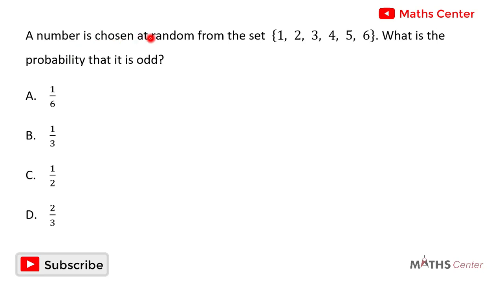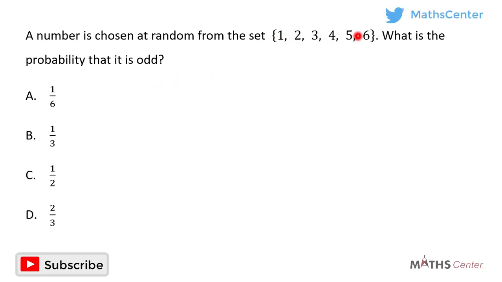A number is chosen at random from the set 1, 2, 3, 4, 5, 6. What is the probability that it is odd? This is a multiple choice question, and so we will solve the question, and after that we will pick the correct option. An odd number is a number that gives you a remainder after you have divided it by 2.